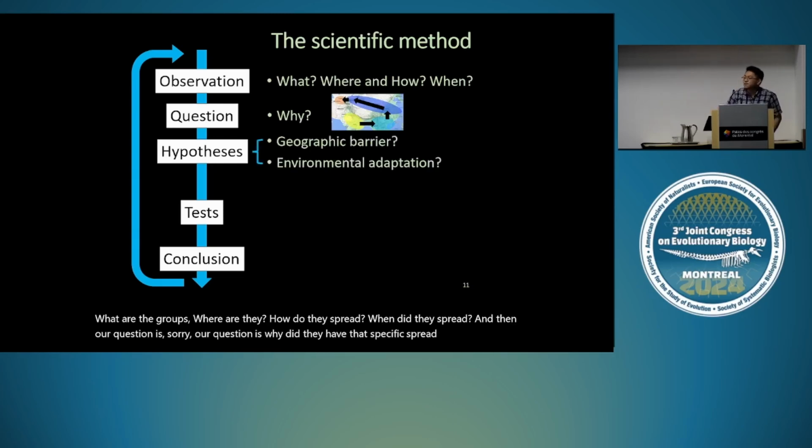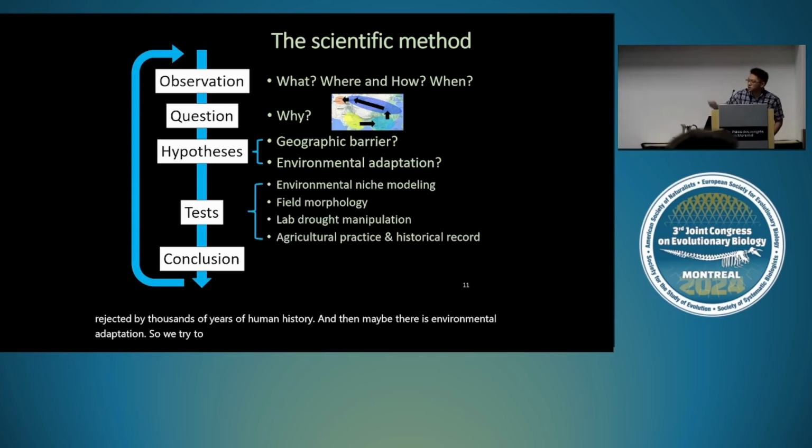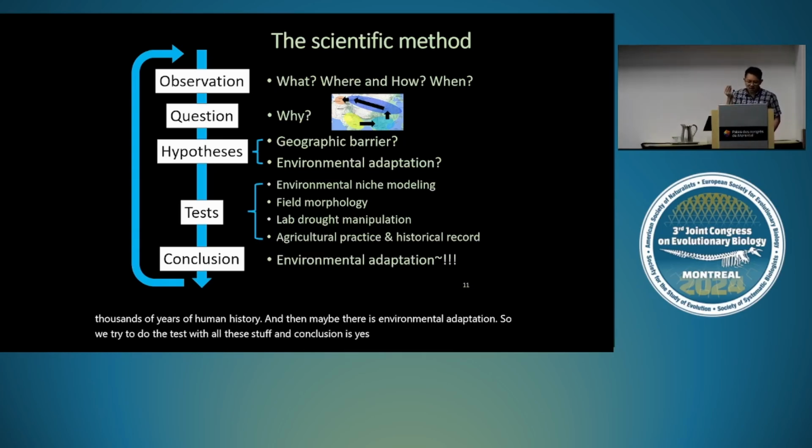Well, for hypotheses, the first is that the Hindu Kush is a geographic barrier, which was rejected by thousands of years of human history. And then maybe there is environmental adaptation. So we tried to test it with all these approaches, and the conclusion is yes: despite what we might think, crops are not all the same, there is local adaptation. These local adaptations are shaping their phenotype and restricting how they spread. And eventually, they may affect how people in different regions of the world eat their food, right? So with that, thank you very much.